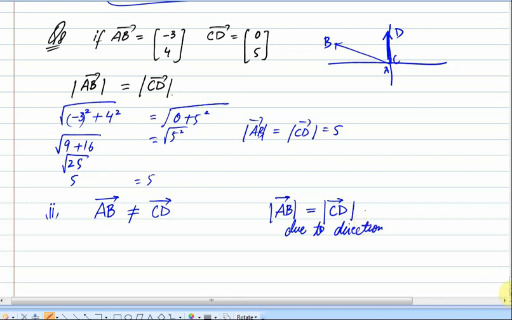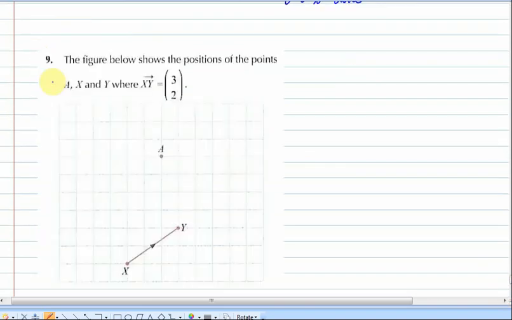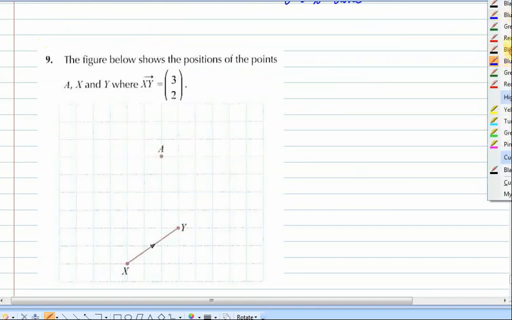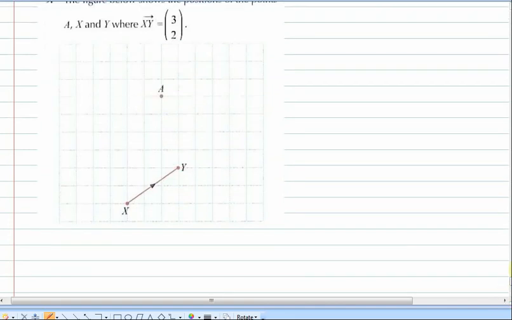After that, question number 9. You can see the graph on your screen. The figure below shows the points A, X, Y, where XY is (3, 2), and you can count the boxes as well. Find AY as a column vector. Now, what should be the column vector of AY? First, you need to do it by yourself.